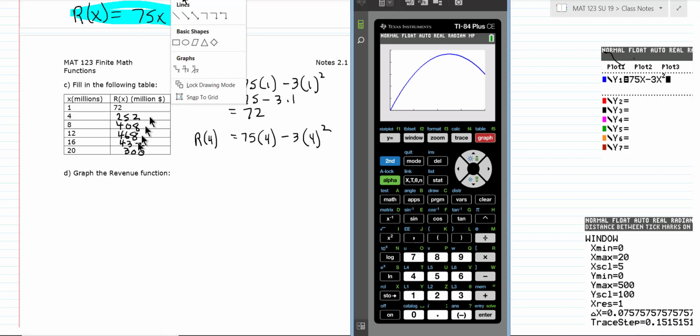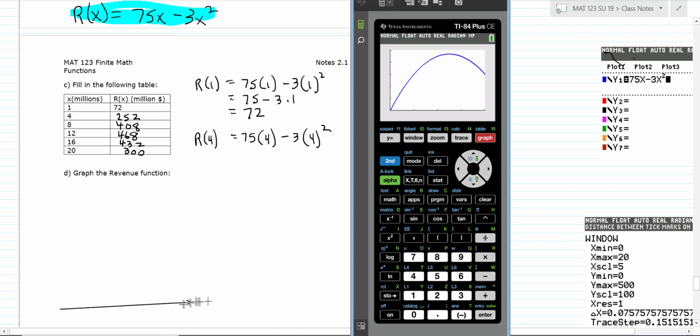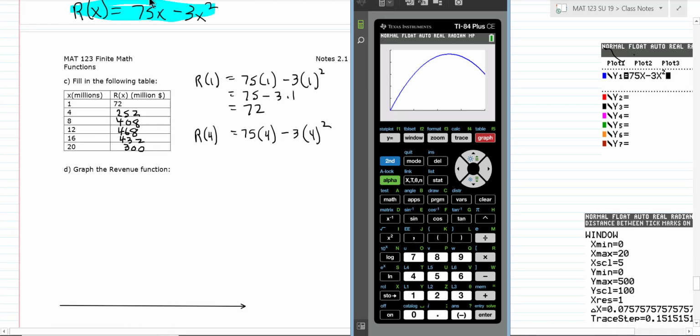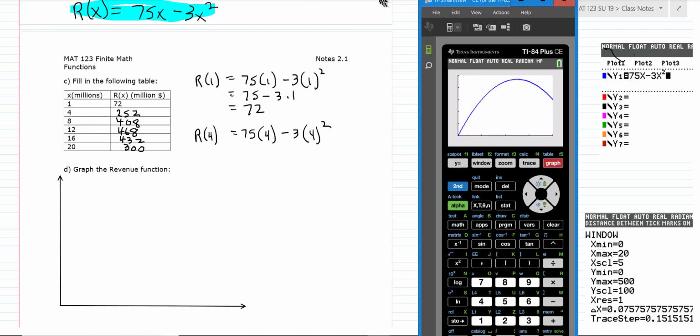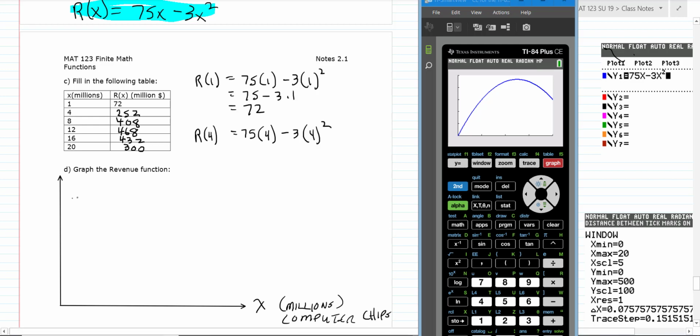So on the graph, what we're going to do is just make an x-axis and a y-axis. And we want to be sure that we label everything. You don't want to be lazy about how you label stuff. That's important. So this is x, and again, this is millions of computer chips. Okay, then this is your revenue. And then make the revenue go up to 500. So 100, 200, 300, 400, 500.